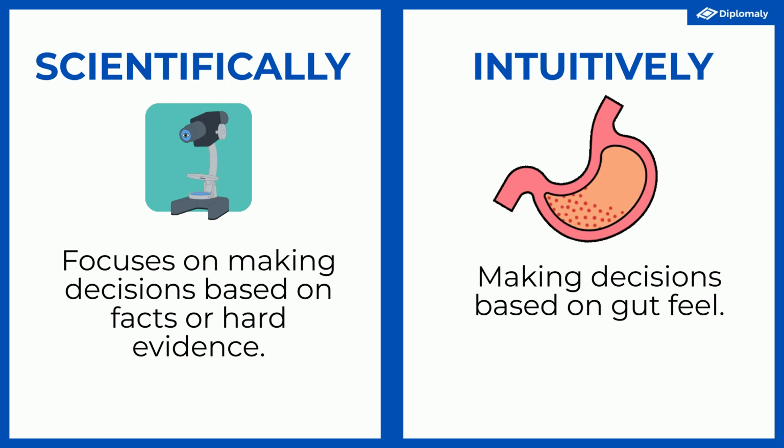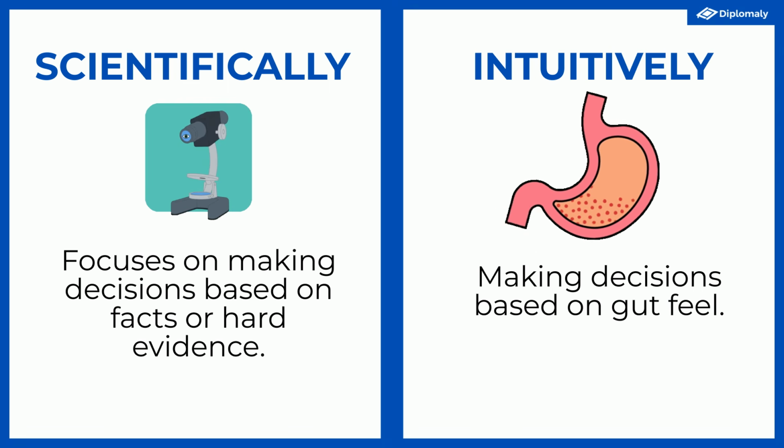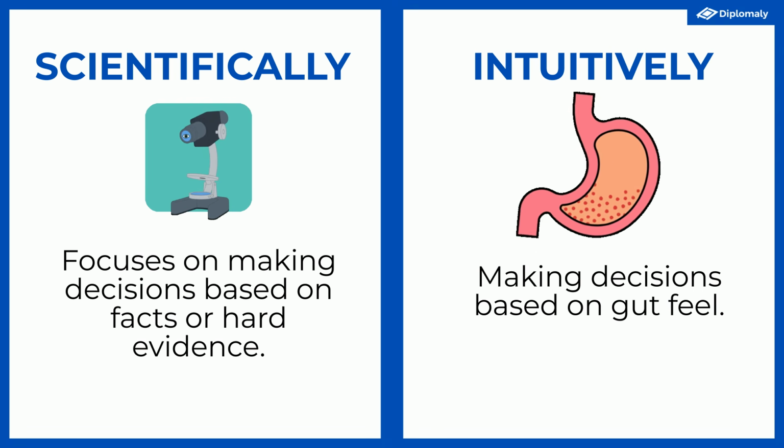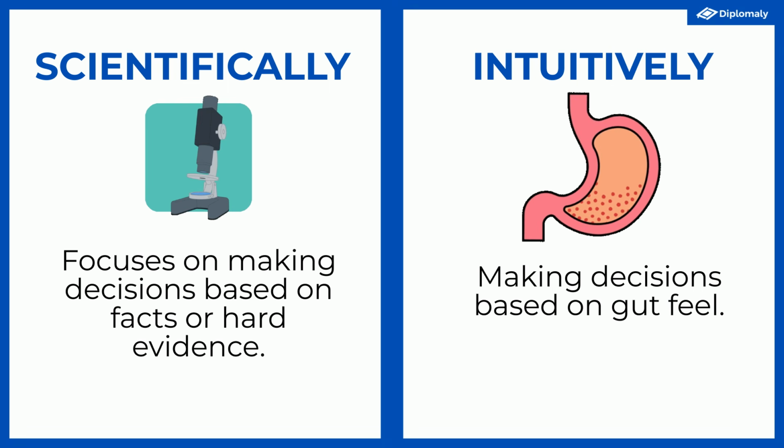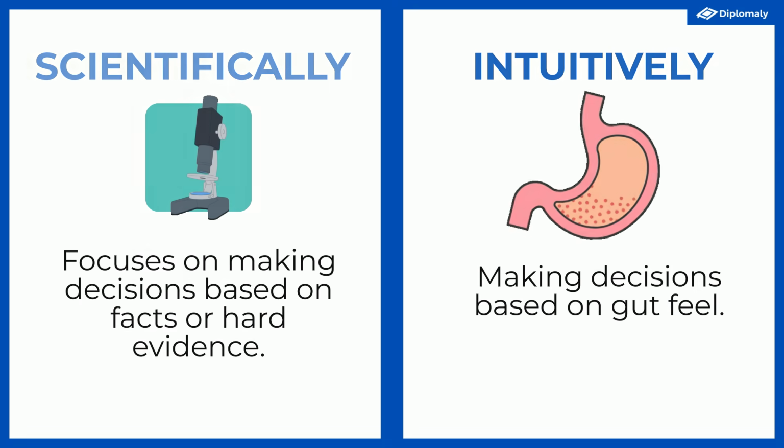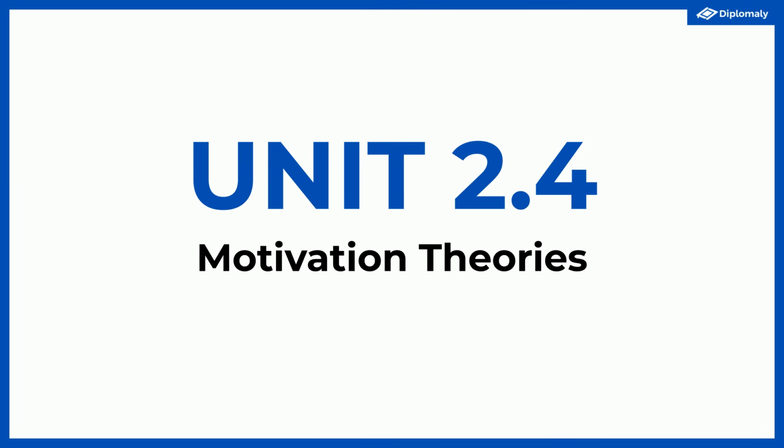For example, when choosing which TV show or movie to watch on Netflix, you might use scientific decision by looking at ratings and reviews, as well as intuitive decision making by watching the trailer to get an initial reaction as to whether you would like the show. Unit 2.4 is one of the most content-heavy topics in the course, and it is all about motivation and demotivation.